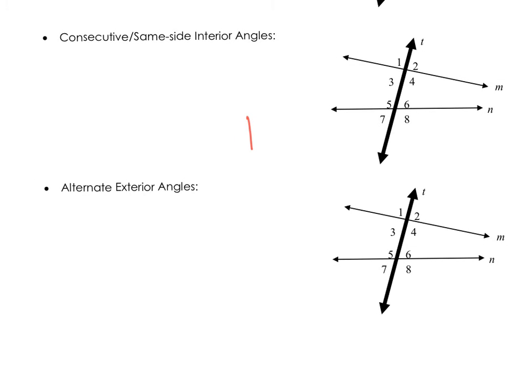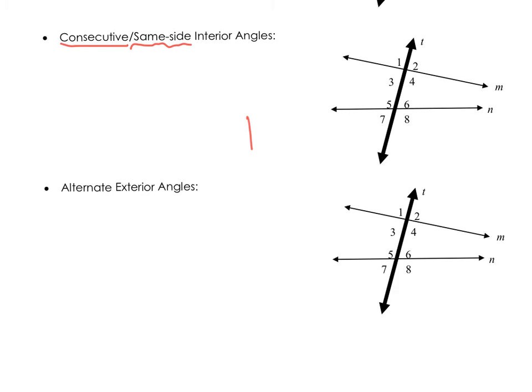Next one is consecutive or same-side interior angles. I'll be honest, your book uses consecutive. I don't like that. An old book that I used to use uses same side. I prefer that, and that's what I typically say.